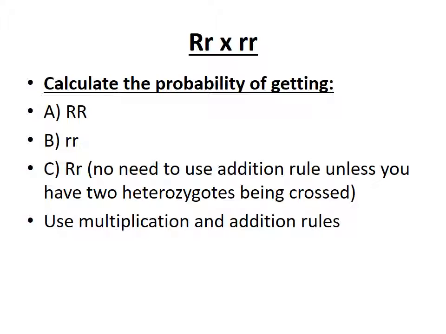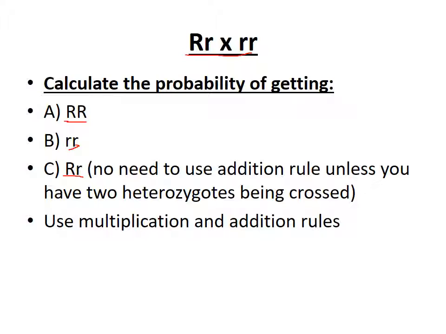Now here, pay close attention to the type of cross. You have big R, little r, cross with little r, little r. You need to figure out chance of getting big R, little r, and big R, little r. I'll walk you through this one. Pause the video, try it yourself, and then check your answer.